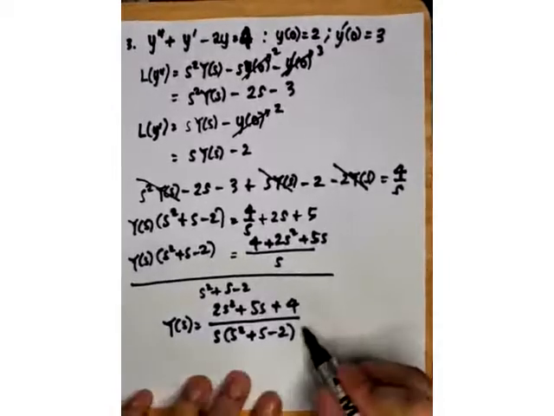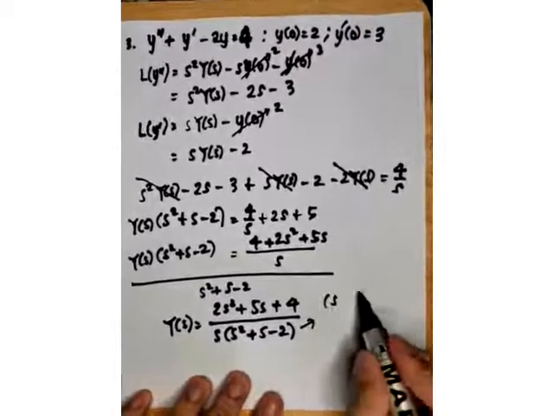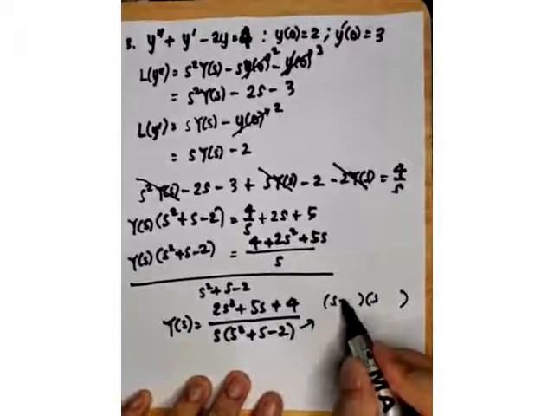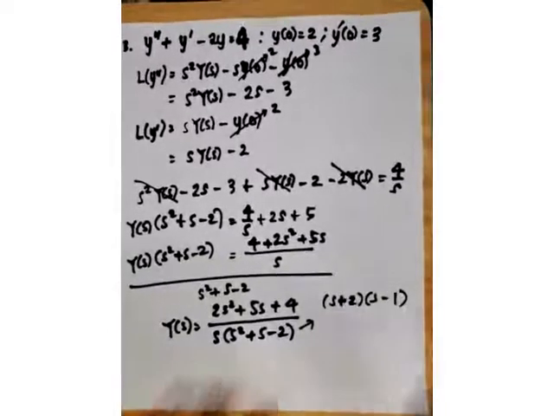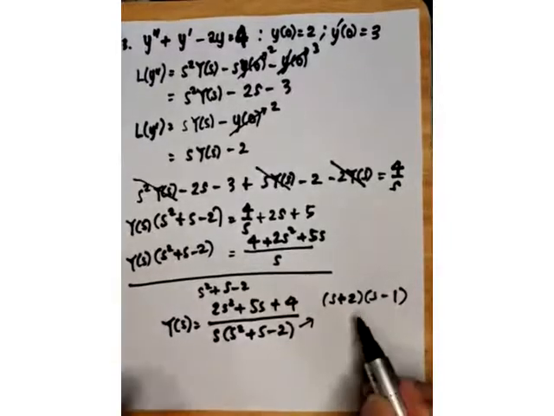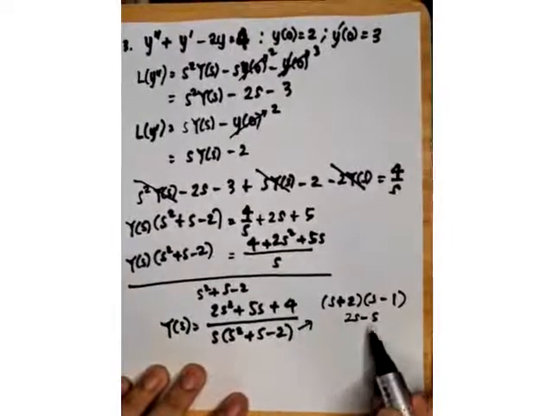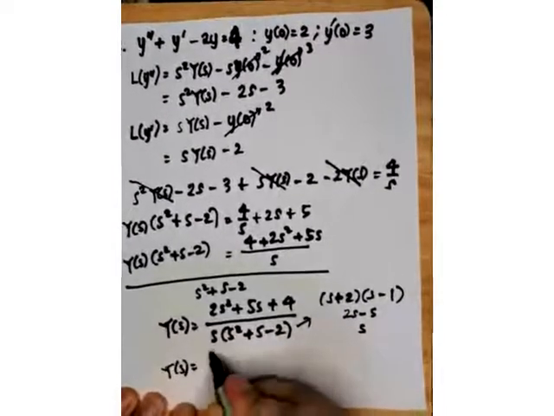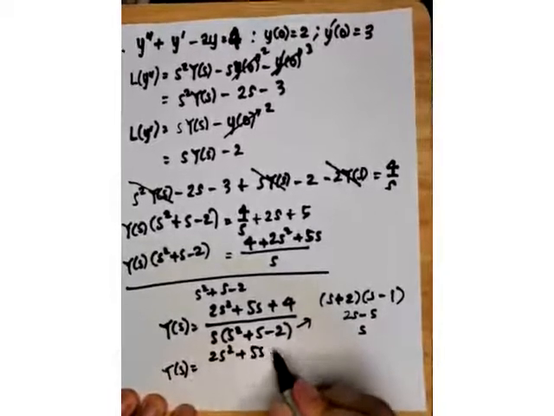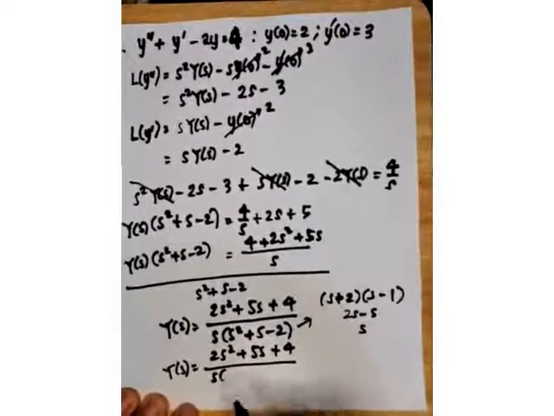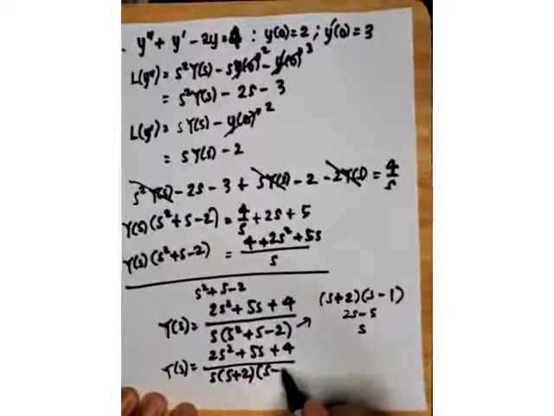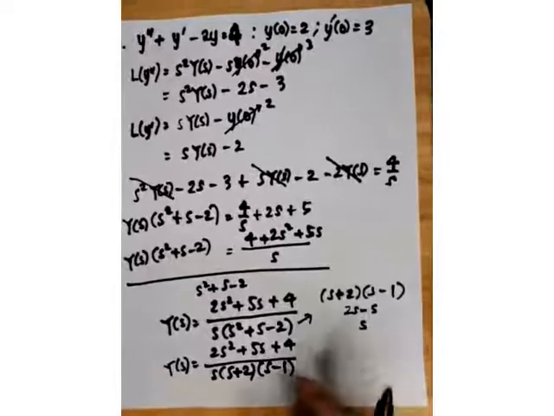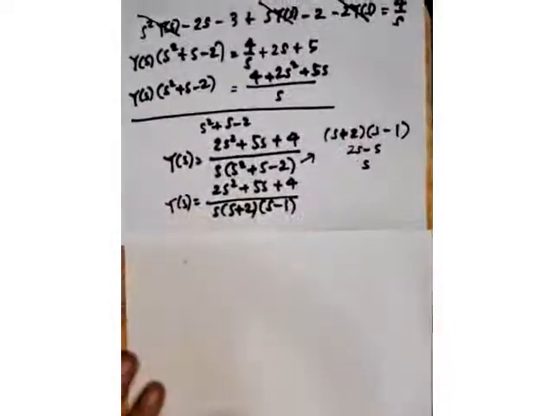Okay, is this factorable? Yung sa baba nito, yung ito lang, factorable ba yan? So, pwede ba yung S? So, meron akong positive 2, negative 1. Tama ba? So, if I multiply that, so I'll have 2S minus S. So, magiging siyang S. Ayan. Okay? So, yung Y of S natin, pwede siyang isulat na 2S squared plus 5S plus 4 all over S times S plus 2 and S minus 1. Ayan. So, saka natin siya i-partial fraction decomposition.